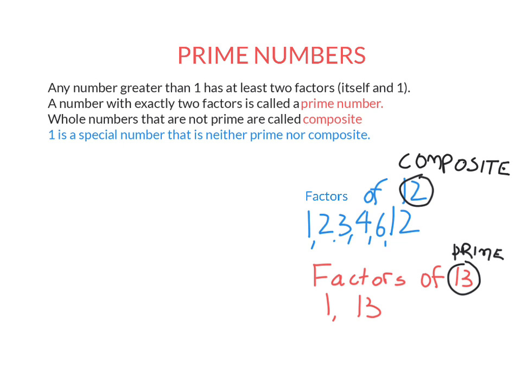So we're really talking about whole numbers greater than 1. So if a whole number greater than 1 has more than two factors, it is composite. If a whole number greater than 1 has only two factors, itself and 1, then it is said to be prime. So prime numbers are very important. They're like the building blocks of numbers, just like amino acids are the building blocks of proteins.